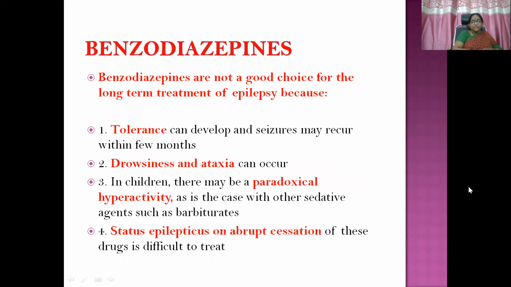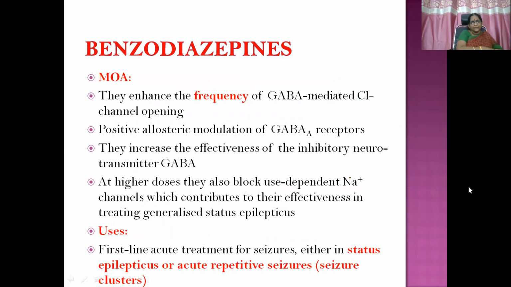Then the last group of molecules are benzodiazepines. They're not a good choice for the long-term management of epilepsy. This is a 2 marks question for UGs, and for PGs, it is a YOC. What are the reasons? Number one, tolerance can develop. Then drowsiness and ataxia may be there. In children, there is a possibility of paradoxical hyperactivity. And on abrupt withdrawal, there is a risk of status epilepticus, which is difficult to treat.